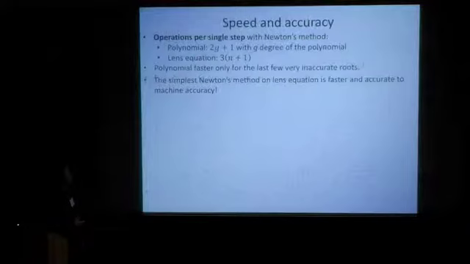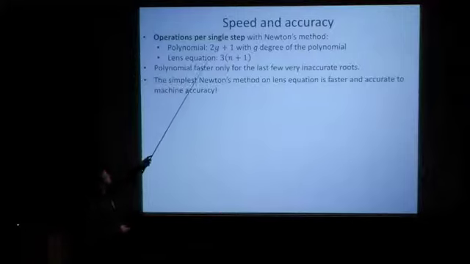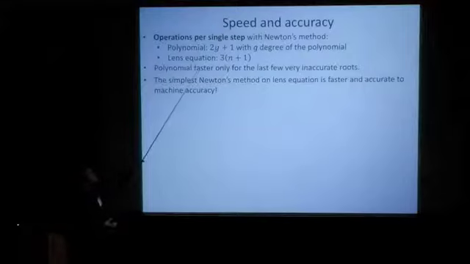Okay, so let's check whether this is more efficient than a polynomial, because we have the traditional approach and we can say how many operations we need to find the root. For a single step with Newton's method, in the polynomial approach, you can find that you need 2g plus 1 multiplications, where g is the degree of the polynomial. And I remind you that the g scales as n squared plus 1, so it's quadratic in n. While for the lens equation approach, this just requires 3n plus 1 operations. So in general, this one will be much faster than the polynomial with a smaller number of operations.